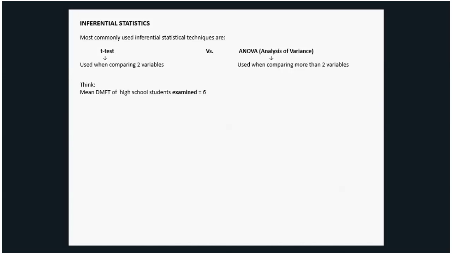So think in terms of your DMFT scores for high school students that were examined, and you've got 6. If we're looking at DMFT scores of high school students that are examined, that's your sample, that's 6. That's going to be descriptive statistics. But if you say, I'm going to take the DMFT score I got for my sample, and I want to compare that or apply that, infer that to all high school students, then I have to start using inferential statistics.